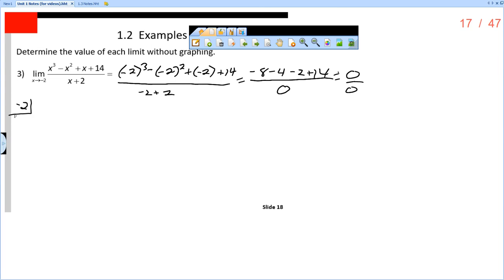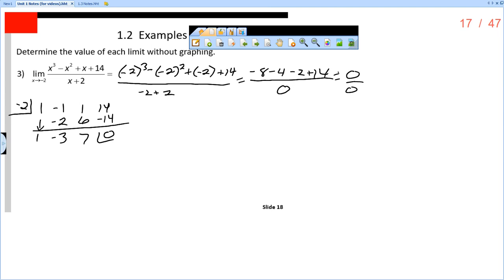And so what we want to do is use synthetic division to divide x plus 2 out of the numerator. All right, and so remember, put the negative 2 there, and then I put 1, negative 1, 1, 14. And remember, bring down the 1. 1 times negative 2 is negative 2. Negative 1 plus negative 2 is negative 3. Negative 2 times negative 3 is positive 6. 1 plus 6 is 7. 7 times negative 2 is negative 14. And then we get 0 as the remainder.